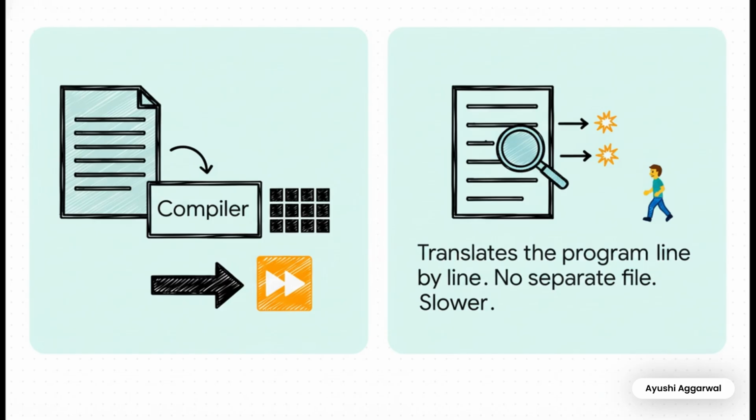Let's use an analogy. Imagine a compiler is like a translator who takes your entire book, translates the whole thing at once, and then gives you a brand new translated version. That's why its final execution is super fast. On the other hand, an interpreter is like a live translator at a conference. They listen to you speak, one sentence at a time, and translate it on the spot. So it reads, translates, and runs your code line by line. And this process is, naturally, a little slower.